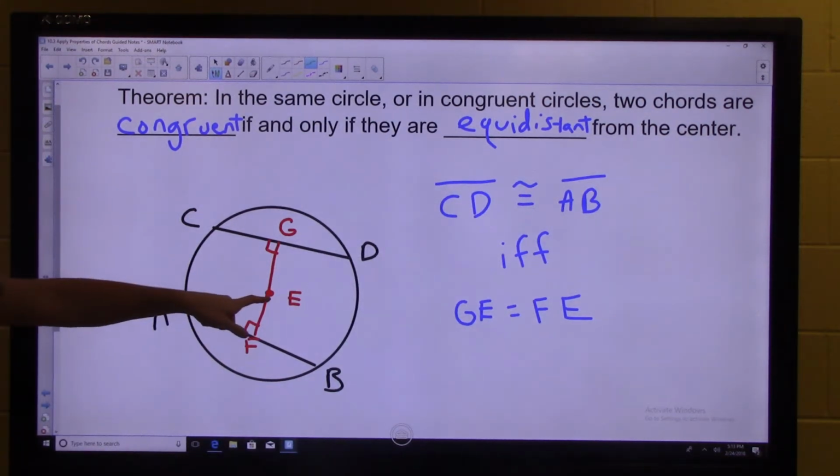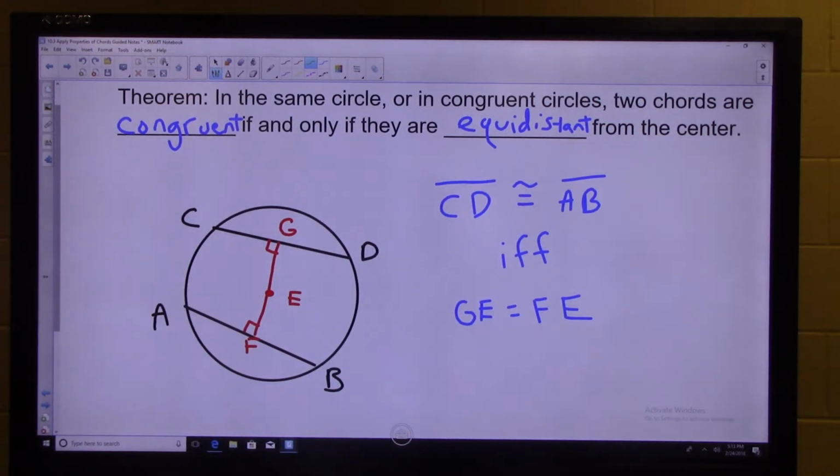All right, so we're saying in this case E is the center of our circle. So if these two chords are equidistant from that, they are going to be congruent. Now let me explain why this is true.